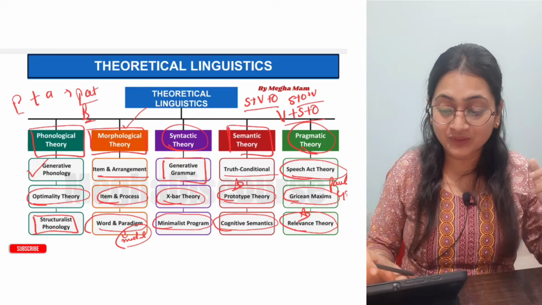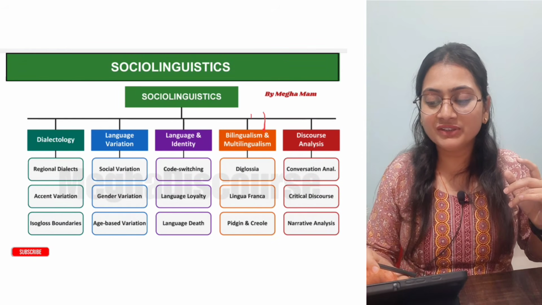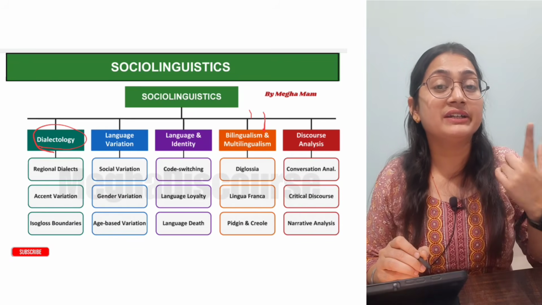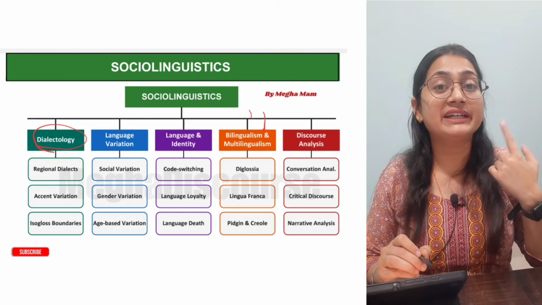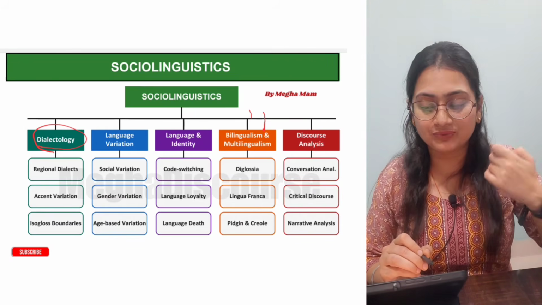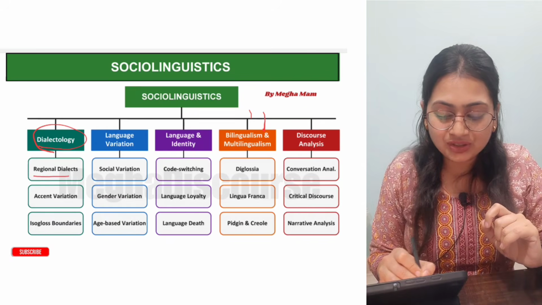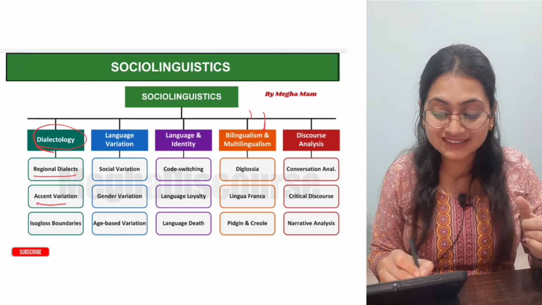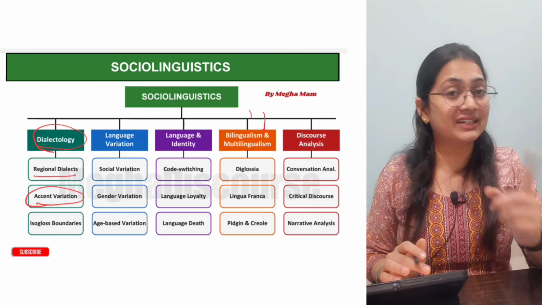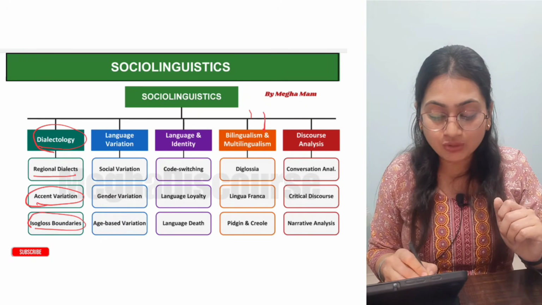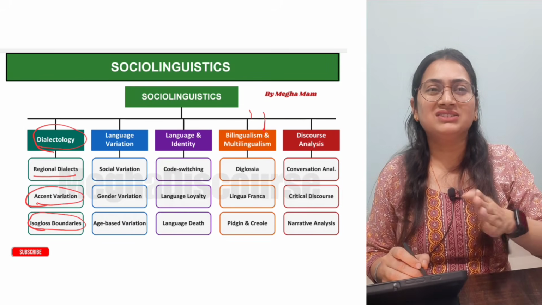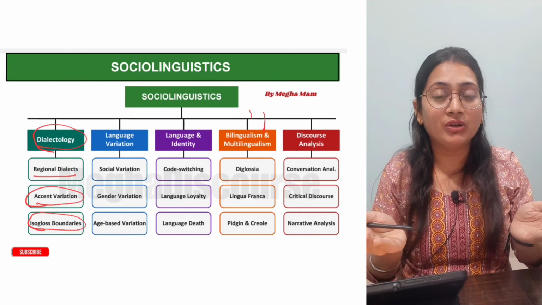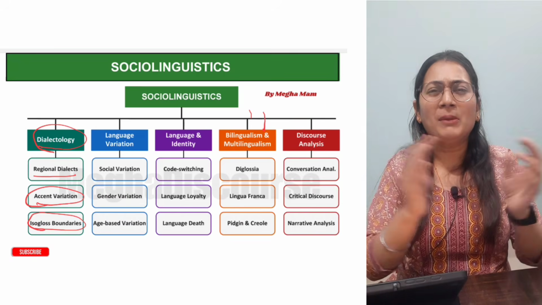Okay, next we have sociolinguistics. In sociolinguistics, first we have dialectology. It means the study of dialects, how language varies. Now we have regional dialects, register, dialects, jargon. Accent variation, I told you about master and master. Then we have isogloss boundary, which means a boundary where in some places it is called chapati and in some places roti. So this is an isogloss boundary.